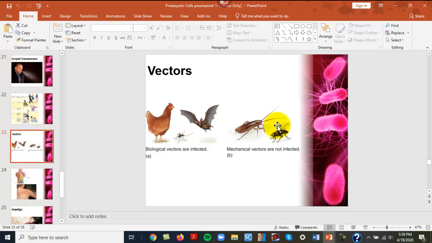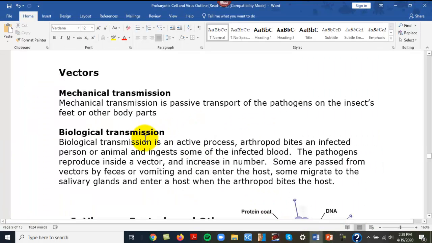All right, there are vectors. So this is biological, ferocious chicken. But yeah, bats, rabies, there's a cockroach, there's flies, stuff on their feet. But mechanical means just being touched. Biological is actually getting bitten, and they carry the pathogen in their salivary glands. So when they bite an infected person or animal, they ingest the pathogen, but it doesn't affect the vector, and then the vector goes and bites somebody who doesn't have it. And that's how it can be spread.